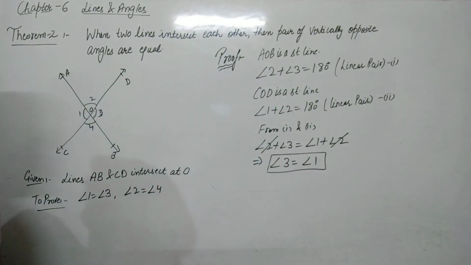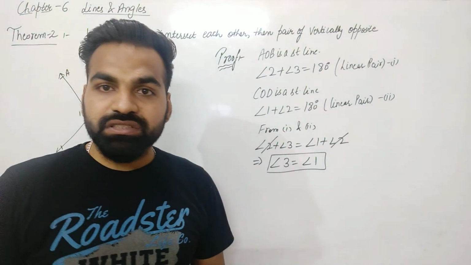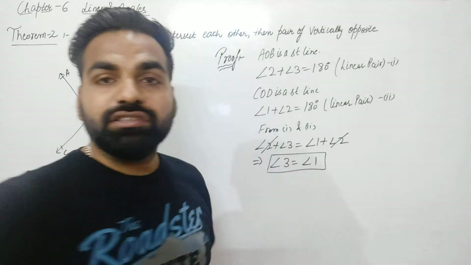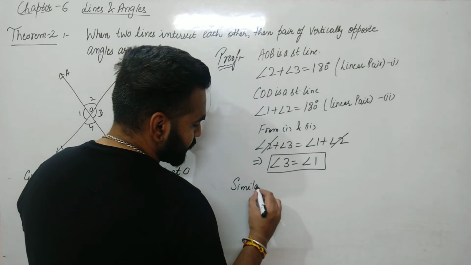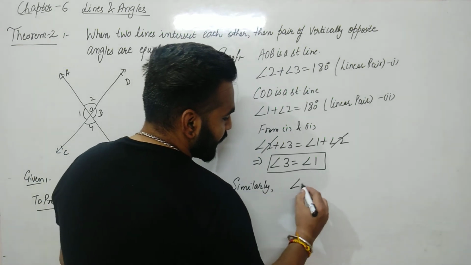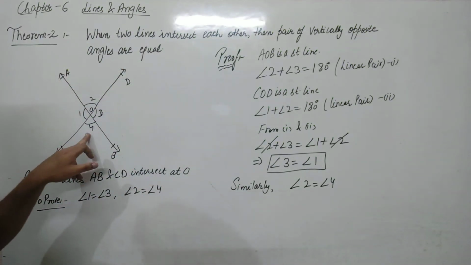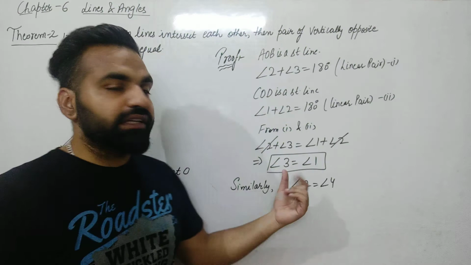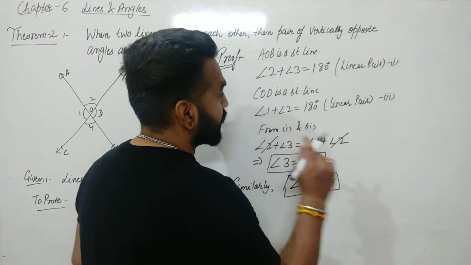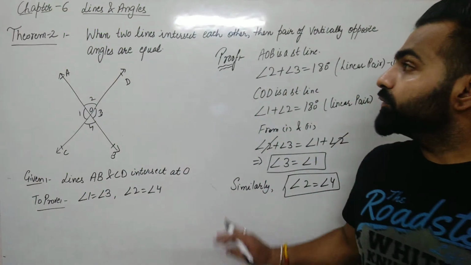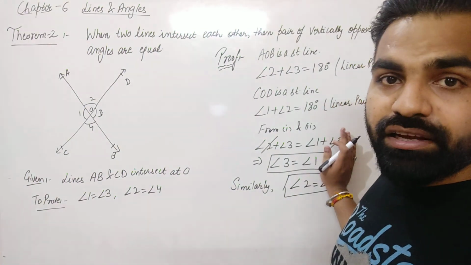So we also had to prove that angle 1 is equal to angle 3. 1 and 3 form pair of vertically opposite angles, and we have proved that these two angles are equal. Similarly, we can say that angle 2 will be equal to angle 4, because they also form pair of vertically opposite angles, and vertically opposite angles are equal. So angle 2 is equal to angle 4. So this was proof of theorem 2, that is pair of vertically opposite angles are equal.